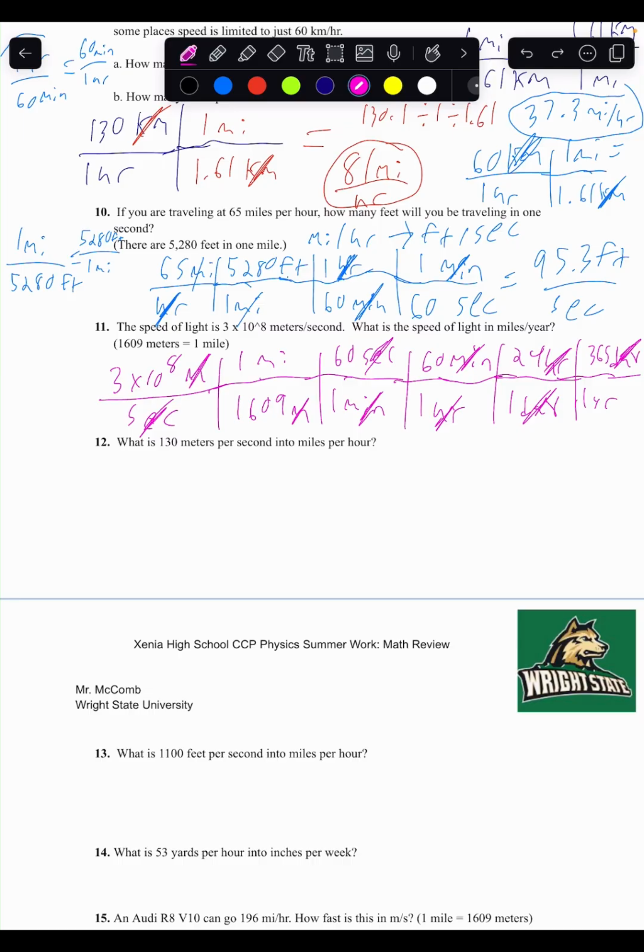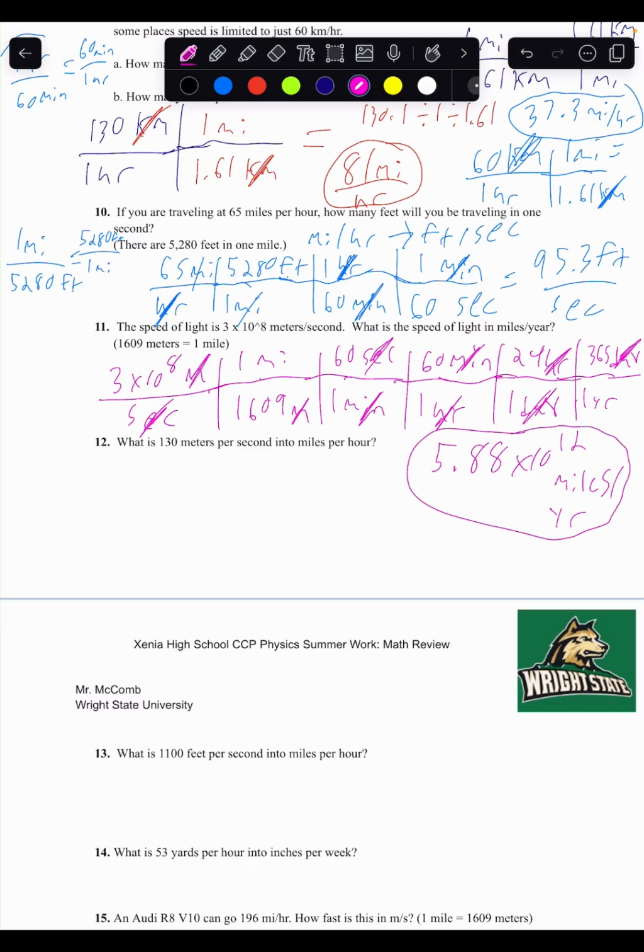So now all we have to do is multiply everything across the top and divide everything across the bottom. So that's 3 times 10 to the 8th times 1 times 60 times 60 times 24 times 365, divided by 1,609, divided by 1, divided by 1, divided by 1, divided by 1. So we end up getting 5.88 times 10 to the 12th miles per year.